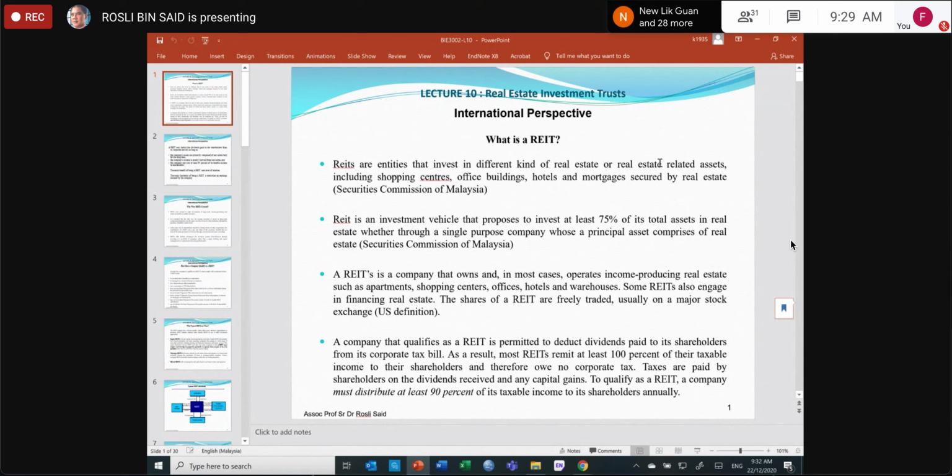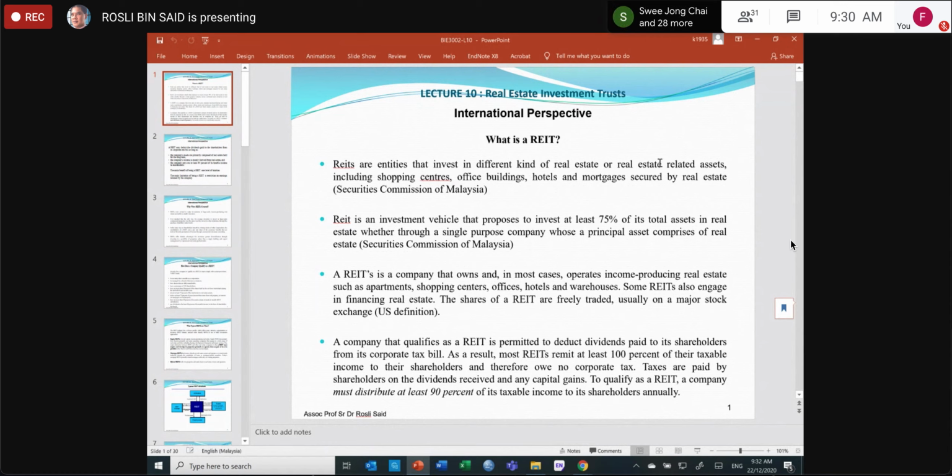The majority of REITs in Malaysia are commercial, and only a few, I think about 4 or 5 REIT companies, are Islamic REITs. Islamic REITs are just like a sukuk, as we discussed before, and conventional REITs are just like stocks and shares. So those are the basic things about REITs.